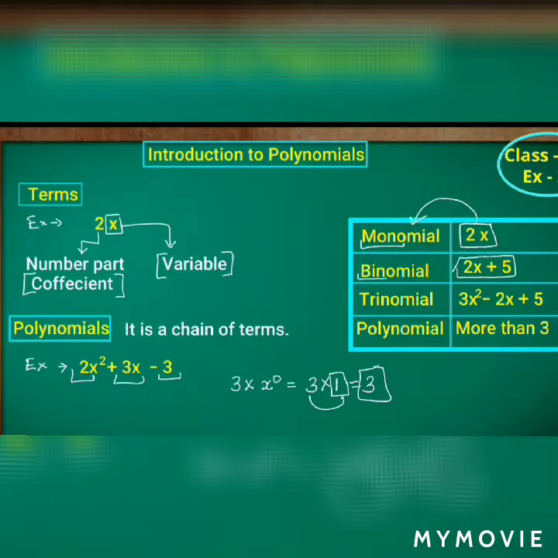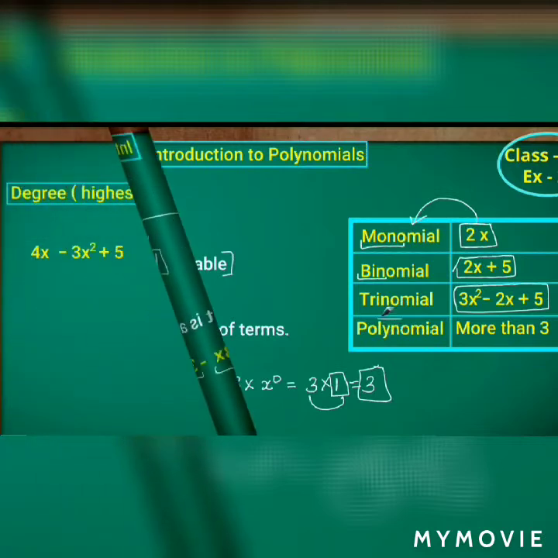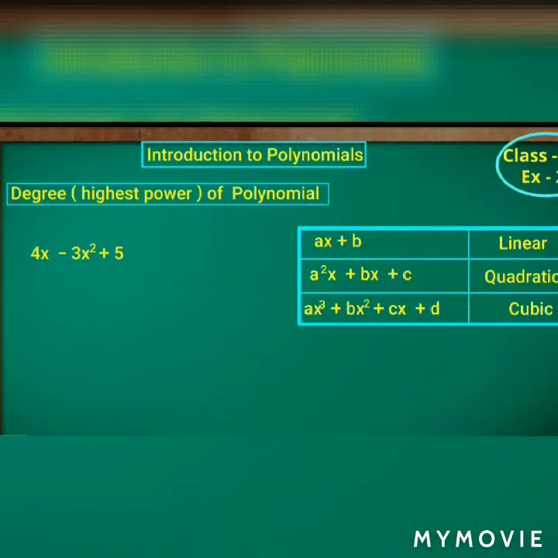So 2x, I can say it is a single term. Binomial will be having two terms, 2x plus 5. Here 2x is one term and 5 is one more term. In the same way, trinomial is made up of three terms, that is 3x square minus 2x plus 5. 3x square is one term, 2x is one term and 5 is one more term. Polynomial is made up of more than 3 terms.